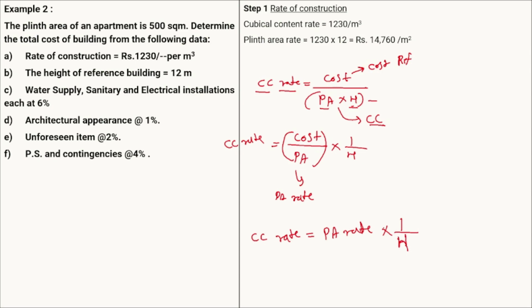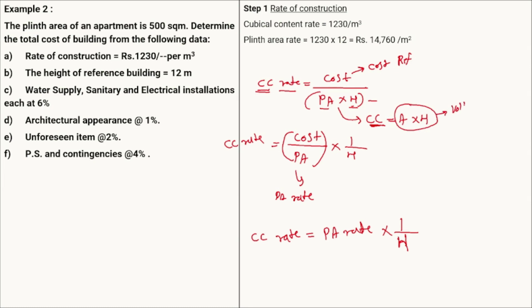Okay, 1 by h, that is the height. So again, repeating this calculation: the cubical content rate will be equal to the cost divided by the plinth area multiplied by height. We know that the cubical content rate equals cost divided by cubical content, and cubical content will be equal to area multiplied by height. This is how we are going to calculate the volume.